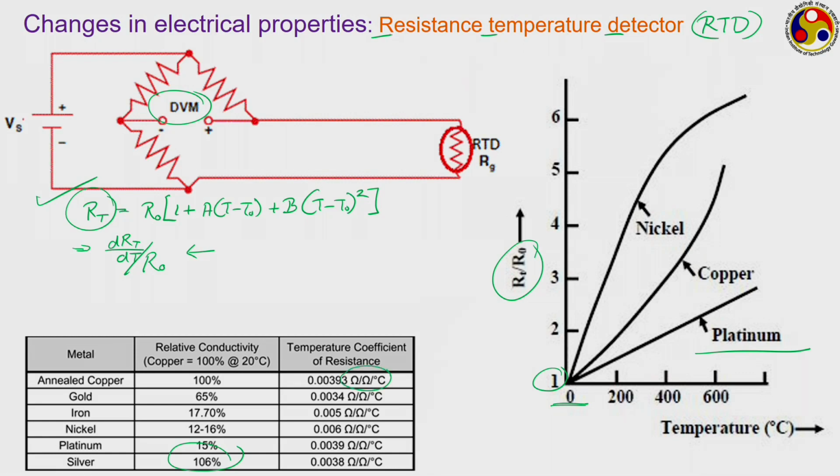Look at the unit, ohm per degree Celsius, which refers to the change in the resistance when the initial value of the resistor is 1 ohm and the corresponding change in temperature is just 1 degree Celsius. Whatever we get, that is the temperature coefficient of resistance. For copper, platinum and silver, it is around 0.0038 or 0.0039. For gold it is 0.0034. However, for iron or nickel, it can be quite high, 0.006. So there is a larger change in the coefficient, which is shown by the steep slope in this particular curve.